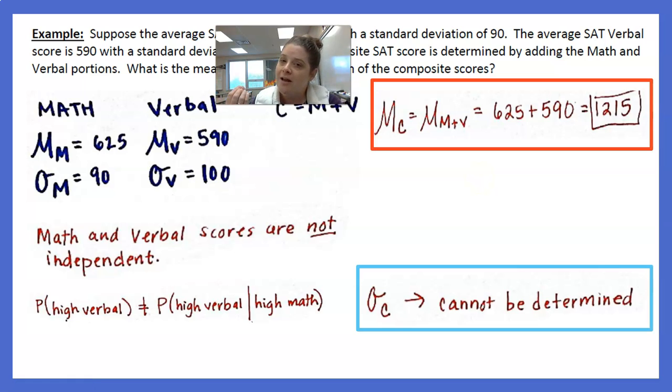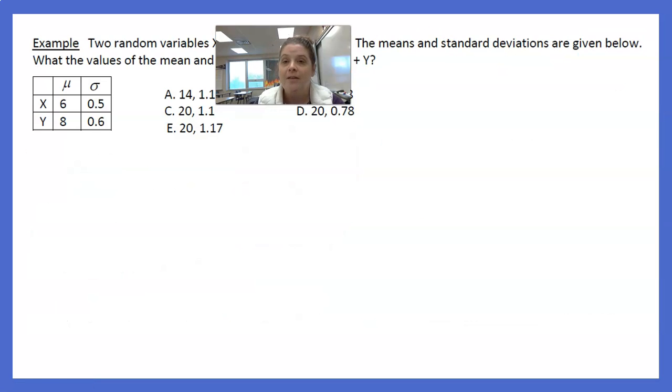Okay, if they don't come right out and say independent, there has to be a good reason for you to believe that they are. If you don't believe that they're independent, then we can't use that standard deviation combination formula. All right, I have another example.